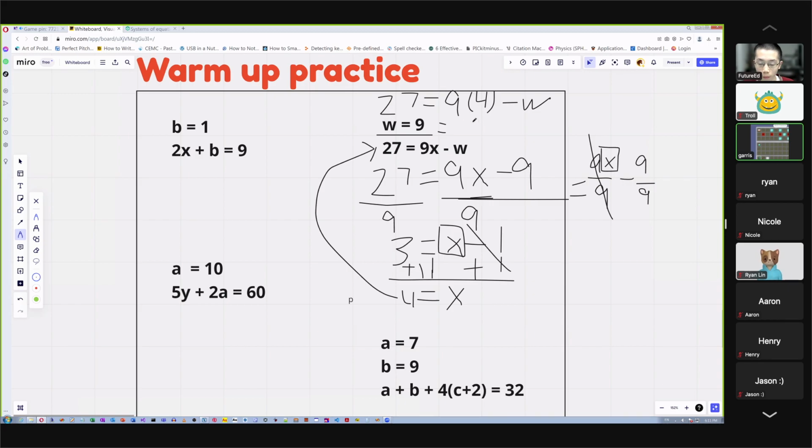So 27 is equivalent to 9 x's minus W. W is 9, correct. And now we already believe that x is 4. So you just have to multiply: 9 times 4 is 27? Wait, no. 9 times 4.